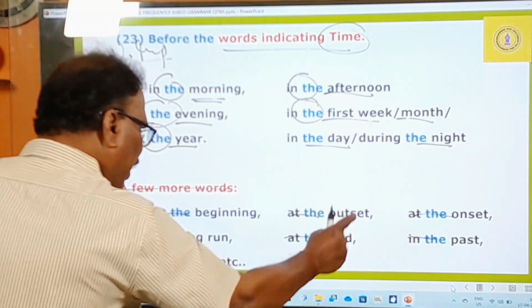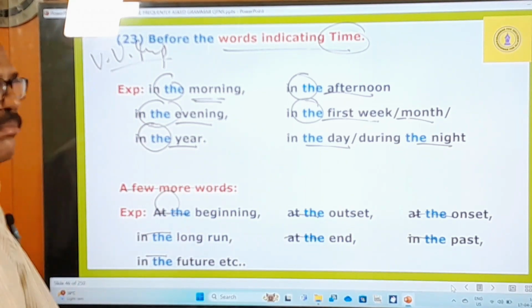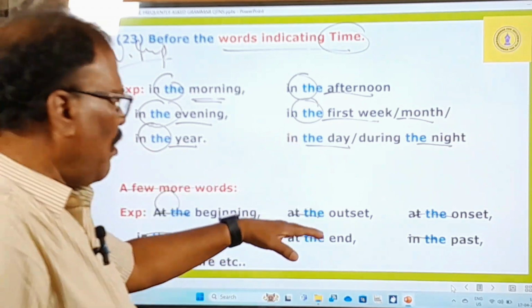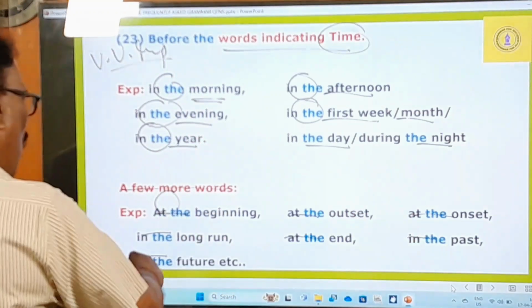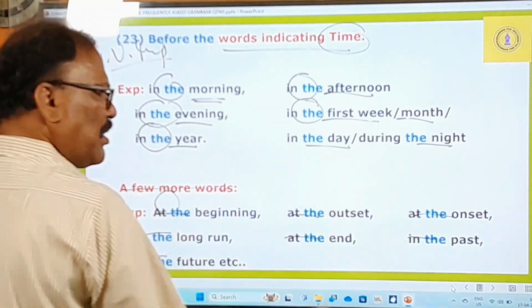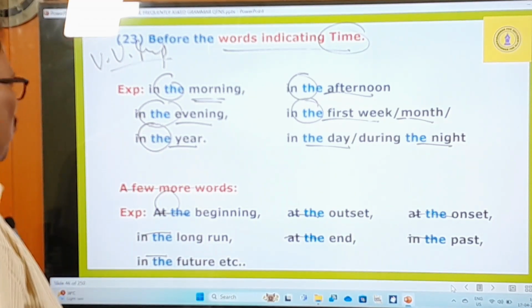So in these phrases also, we have to use the article. You cannot say at beginning. At the beginning, at the outset, at the onset, in the long run, finally. At the end, in the past, in the future. Now let's move on to learn other things.